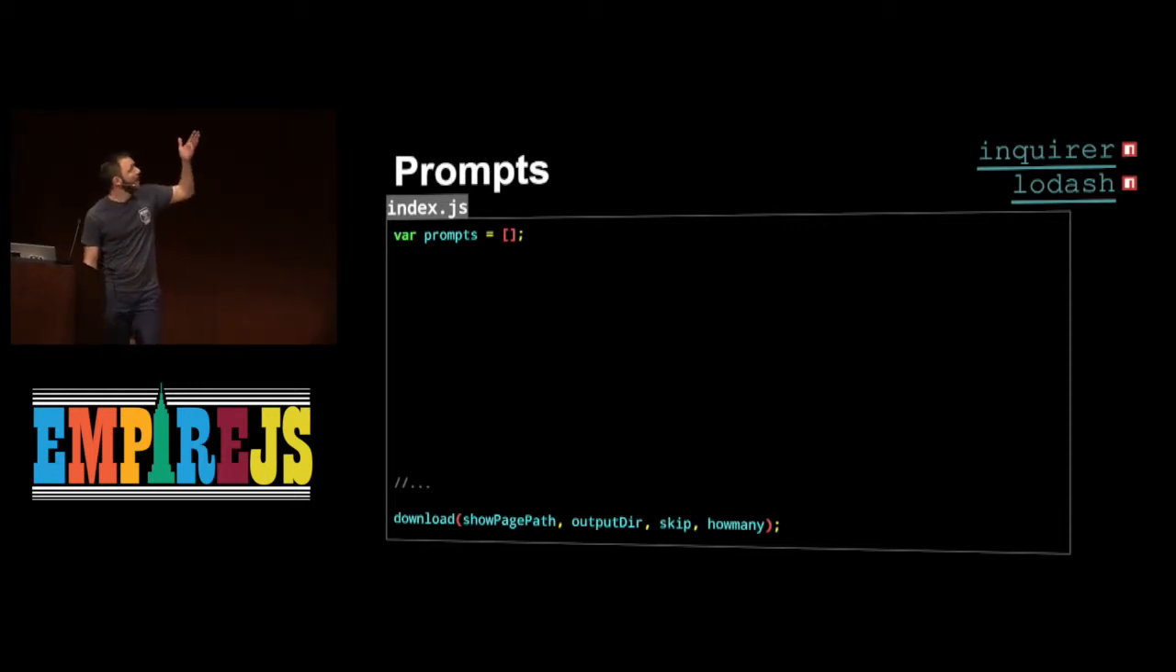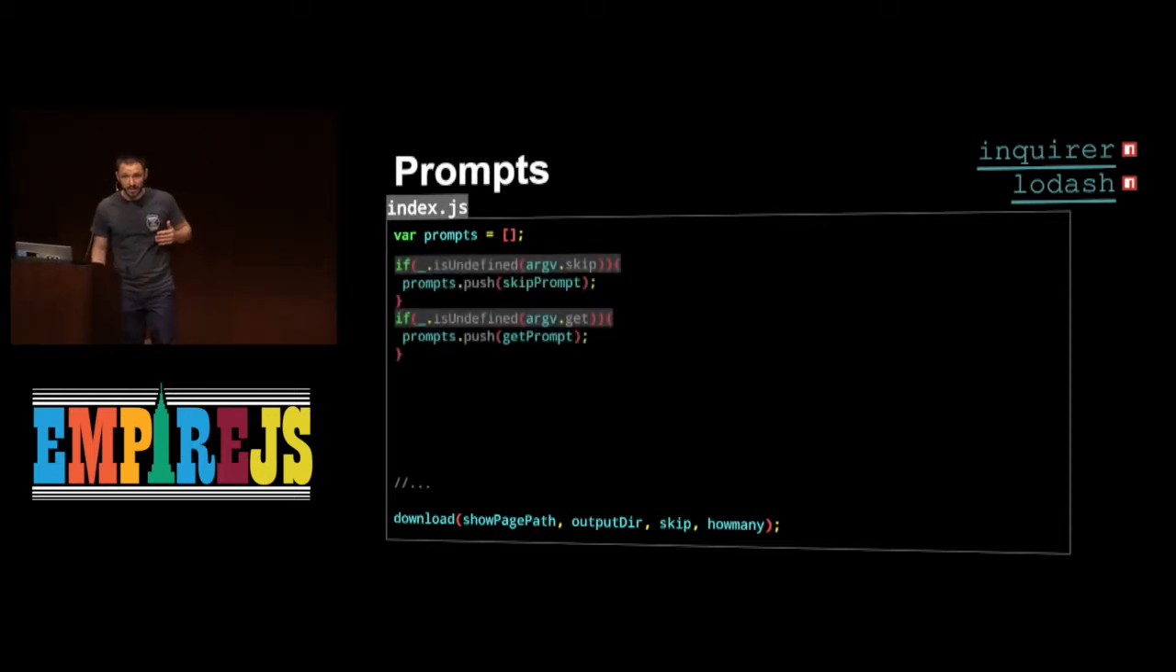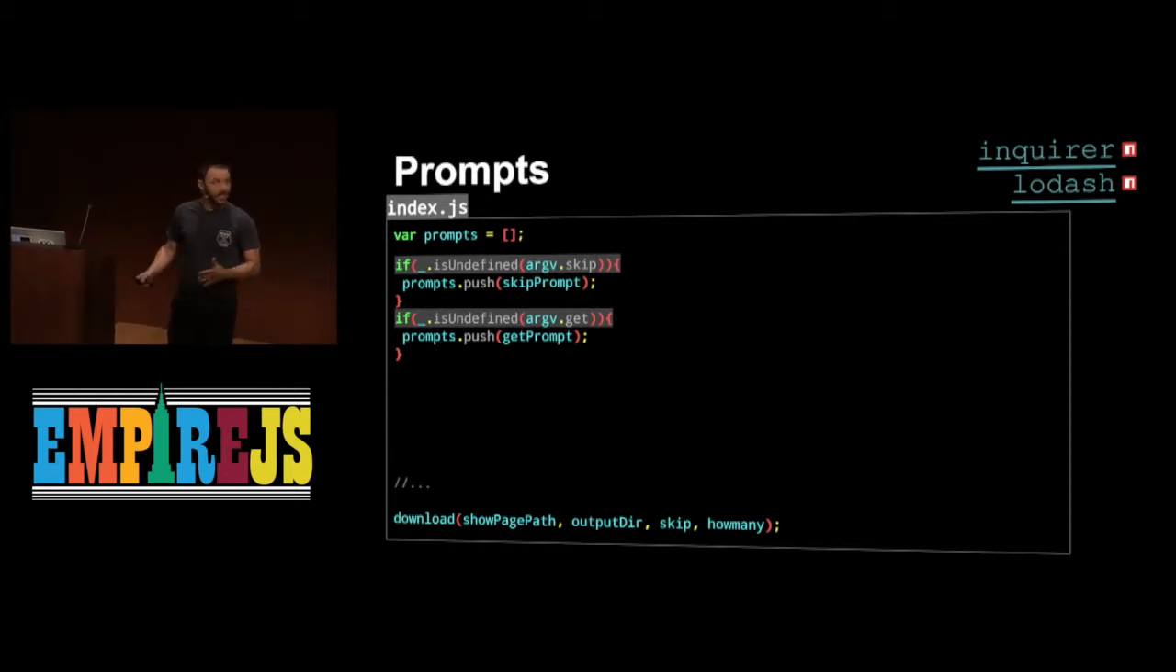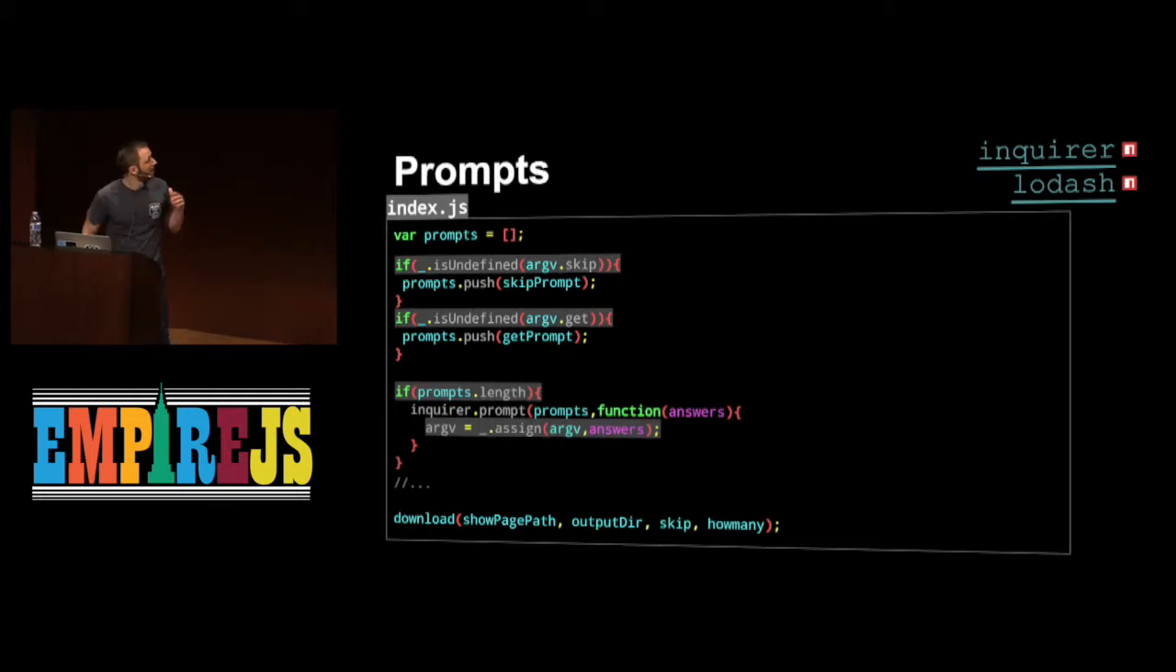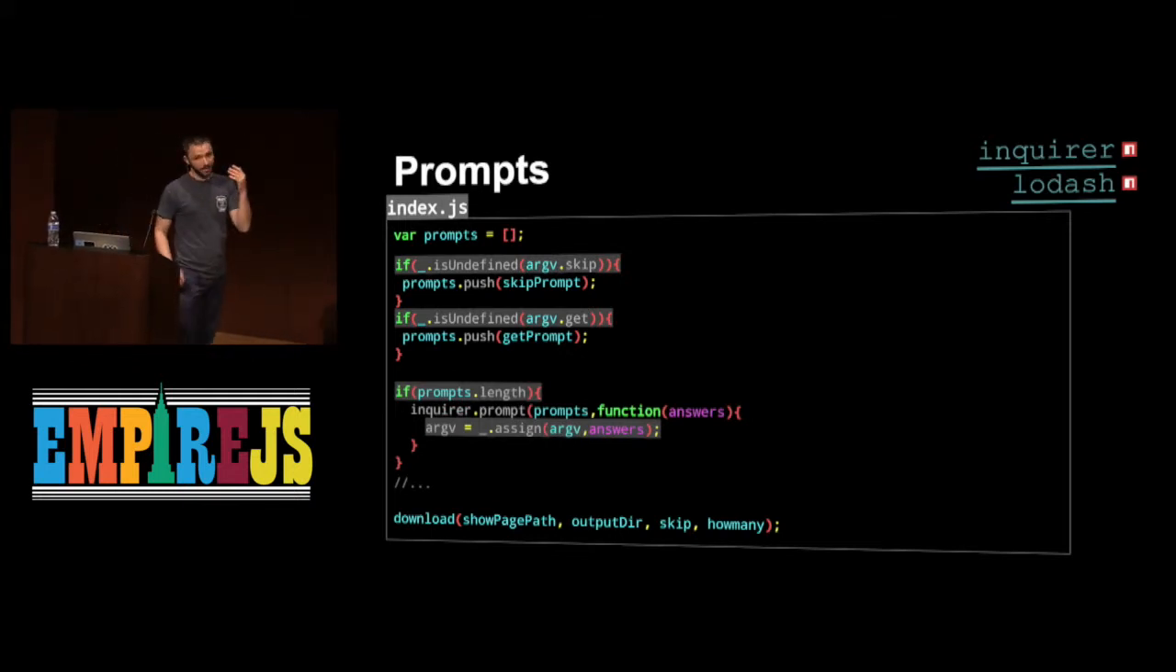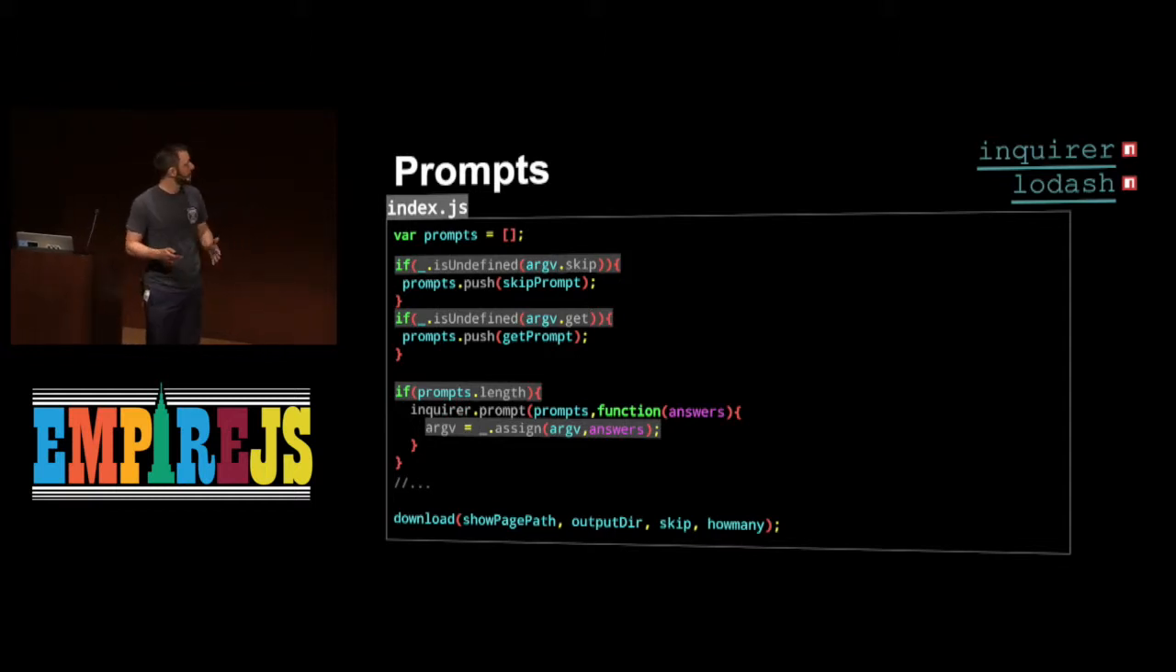We're just going to have our empty array of prompts, and then after we parse our switches with minimist, we're just going to check and say, did they leave anything out? And if they left something out, then add that prompt into the prompts array. And then at the bottom we can check, is there any length? Are there any prompts there? If there are prompts there, then display those prompts, get the values, and merge them into argv so we have everything that we need.